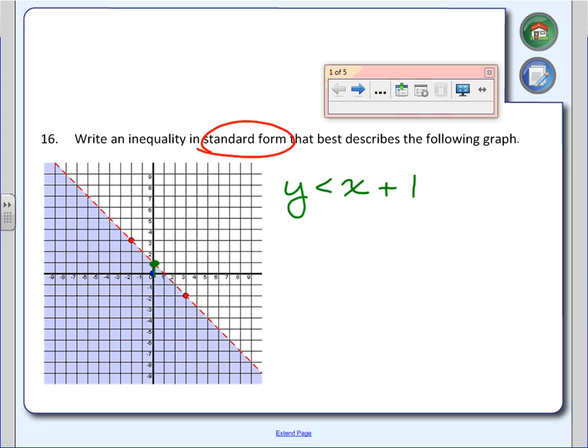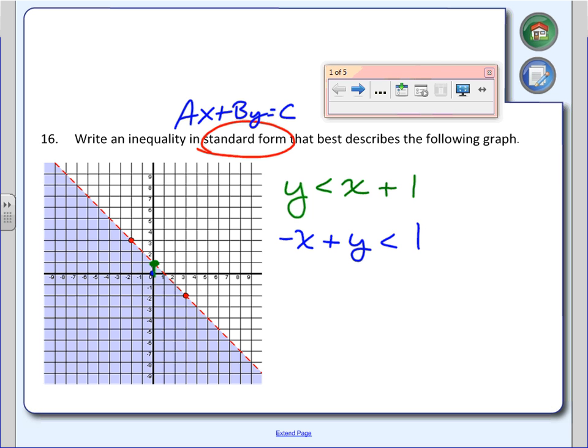The only problem is it's in slope-intercept form. I'm going to change it so that it's in standard form. Standard form is this one right here, AX plus BY equals C. So I'm going to move the X over to the other side. So now it becomes negative X plus Y is less than positive 1.